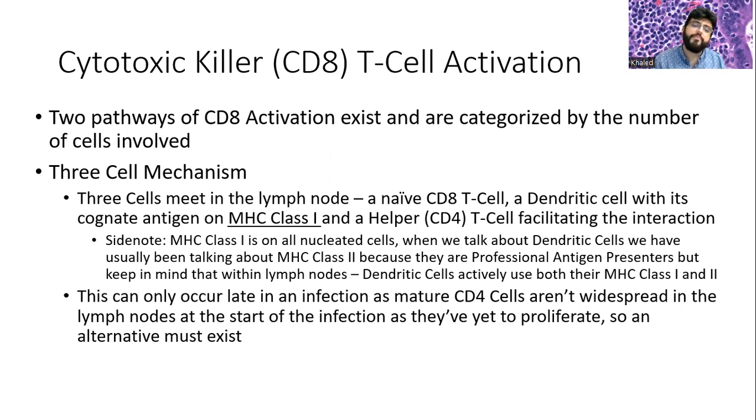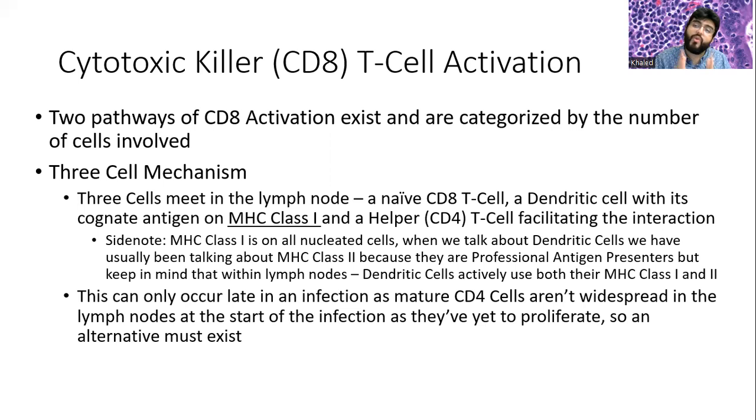What is it? Okay. So 3 cells are going to meet in the lymph node, again in the paracortex. It's going to be a naive CD8 T cell, fresh out of the thymus, and a dendritic cell with its cognate antigen on MHC class 1. Now keep in mind, the dendritic cell also does have MHC class 2, yes. But in the context of CD8, what does CD8 recognize, MHC 1 or 2? 1, okay. So yes, the dendritic cell can do both because it's nucleated, so it has 1, and it's a professional antigen presenting cell, so it has MHC class 2 as well.